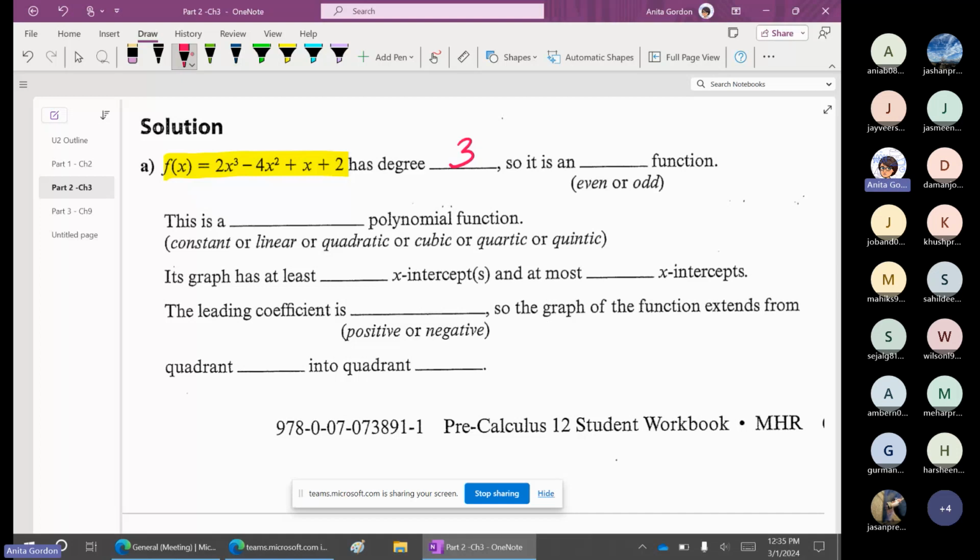So this is an odd function. Look at the word bank below. What kind of a function is this? Cubic, thank you. The graph has at least how many intercepts? Minimum. 3 is the maximum. How many minimum? 1 minimum, 3 maximum. The leading coefficient is positive or negative? Positive. So we know that it's going from which quadrant? 3 to 1.